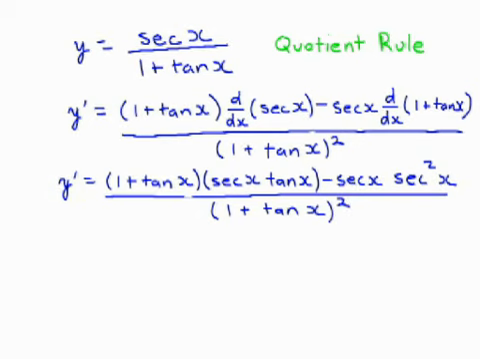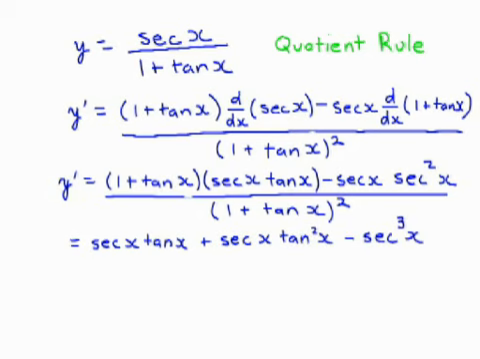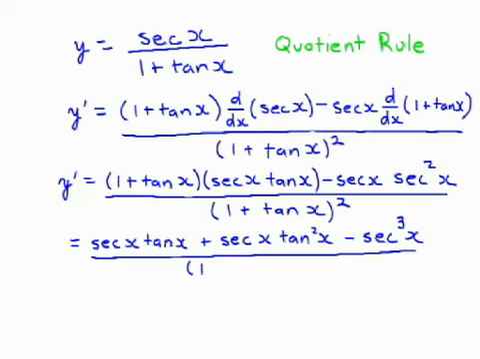What we've merely done in the next line is we have expanded the expression. So we've taken the 1 plus tangent x and we've multiplied it by the secant x tangent x using the distributive property. So we end up with secant x tangent x plus secant x tangent squared x, subtract secant cubed x. The secant cubed x naturally is the product of secant x and secant squared x. And that is all being divided by 1 plus tangent x all squared.